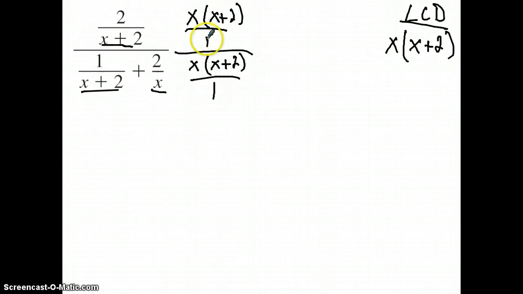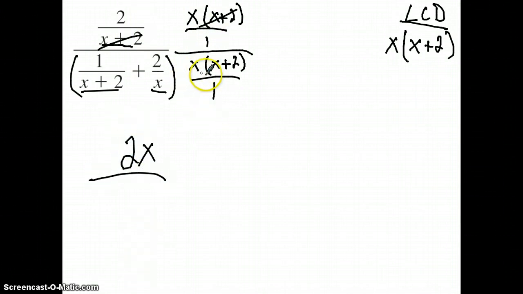So when we do that, now notice I put it over 1, and I did that so you can see that you multiply numerators by numerators, denominators by denominators. Okay, so let's look at the top. When we multiply, this x plus 2 and x plus 2 cancel out. So we're just left with 2x.